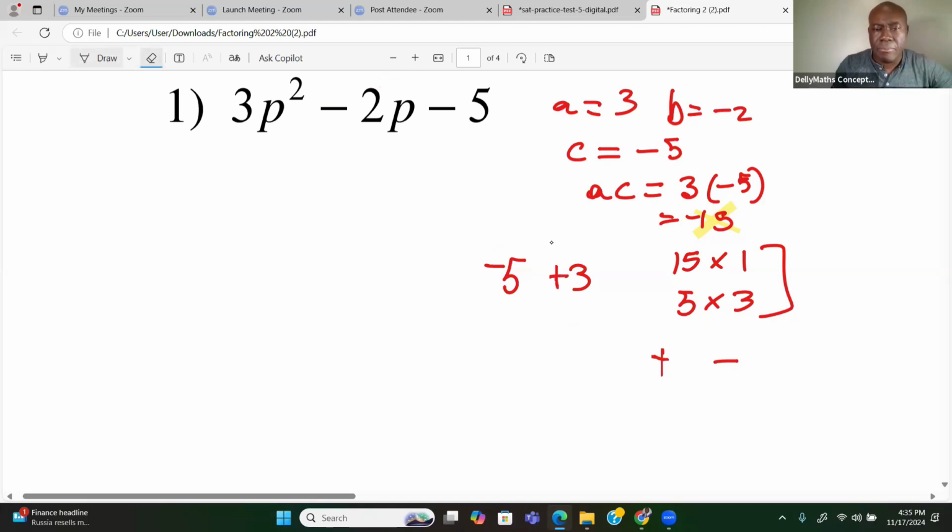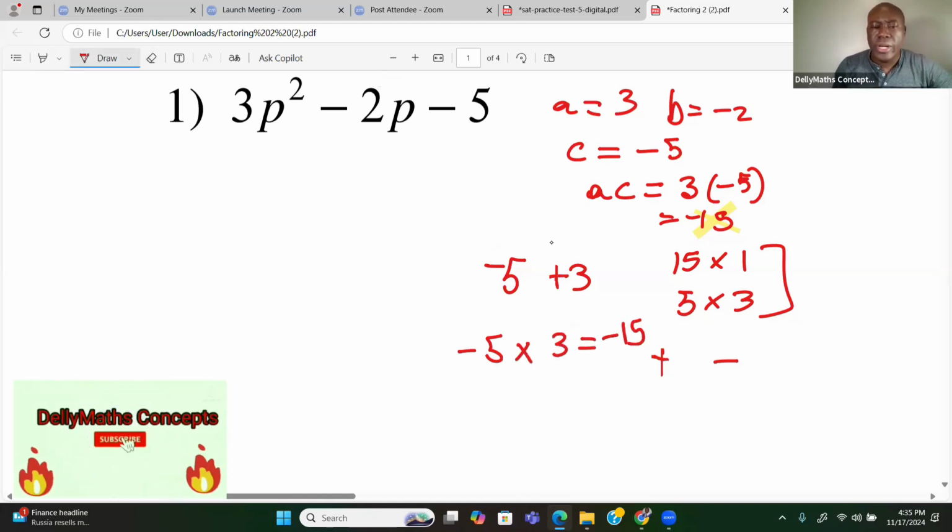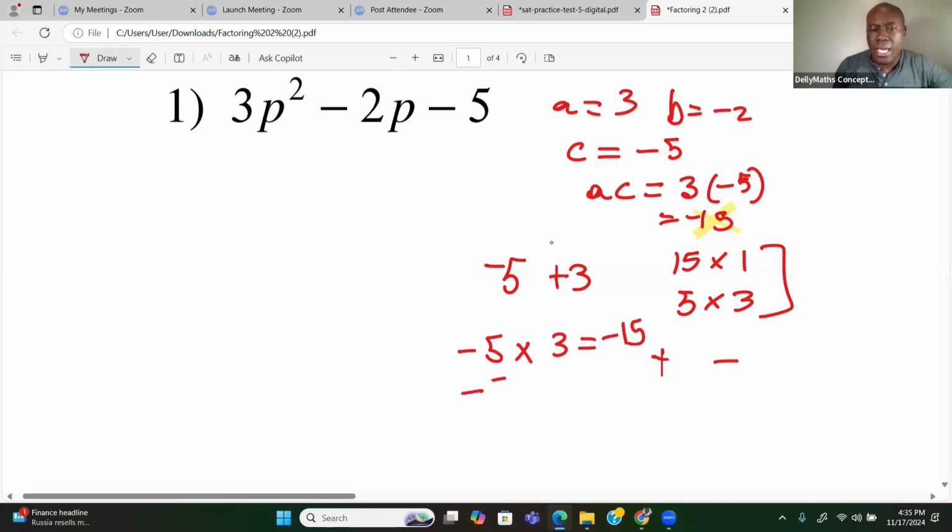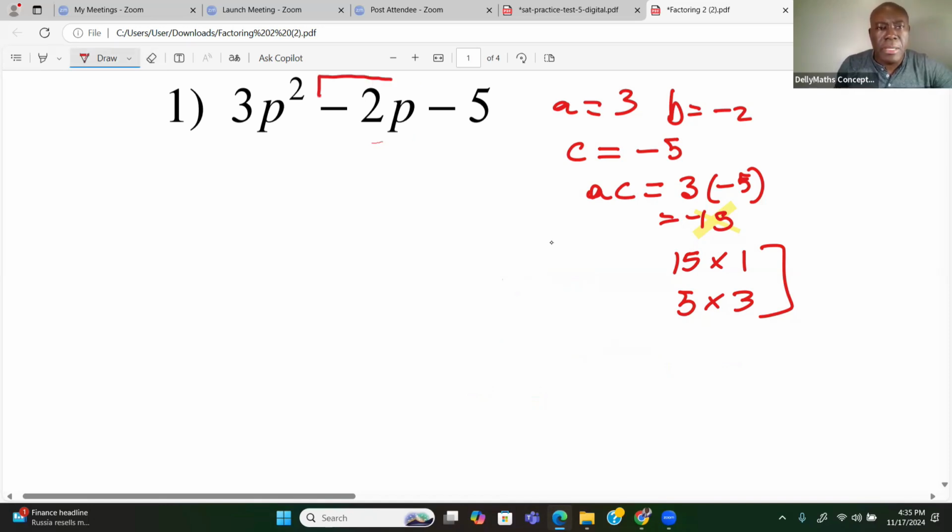Let's do the checking. These two numbers, when you multiply them as is, they should give you back AC. So negative 5 times 3 is negative 15, which is my AC. Also, if you take these same numbers and you add them, they should give us our B term. And as you could see, B is negative 2. So it did satisfy that condition. Let us put them in. These two numbers that we find will represent your middle term, which is in this case, negative 2p.